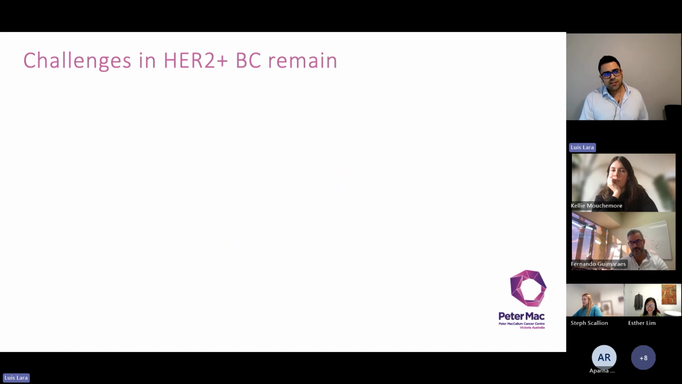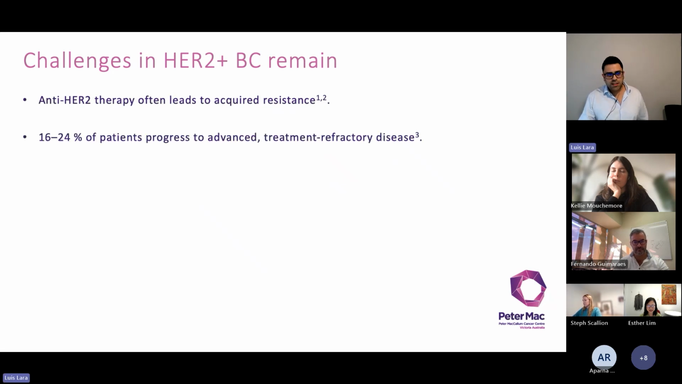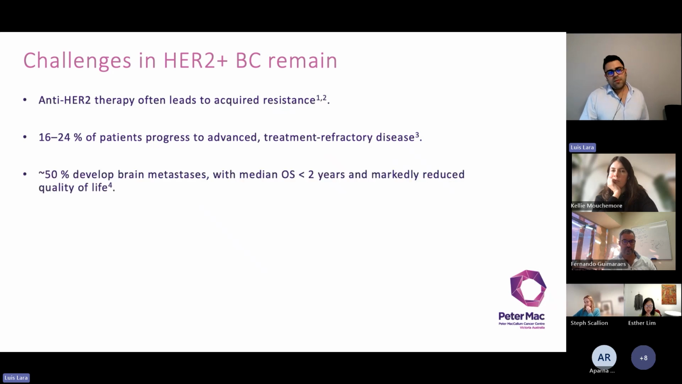And what are those? So long-term use of anti-HER2 therapy will lead to resistance. Just to give you an idea of the numbers, around 20% of the patients that are diagnosed early stage will progress to advanced lethal disease with some degree of resistance to the HER2 therapy. Of them, 50% will develop brain metastases that are associated with high mortality, with less than 2 years survival, and really a poor quality of life due to the damage of the central nervous system.